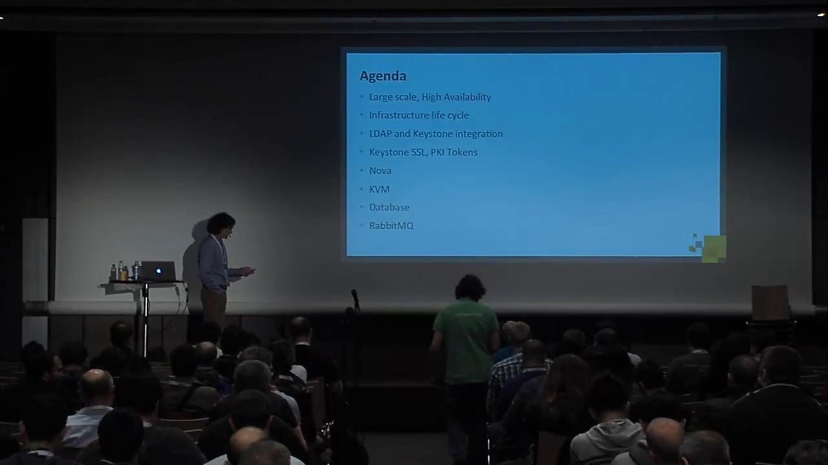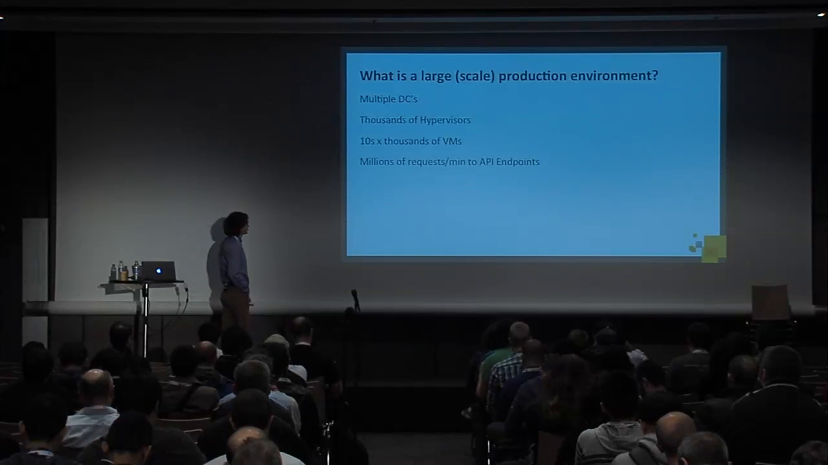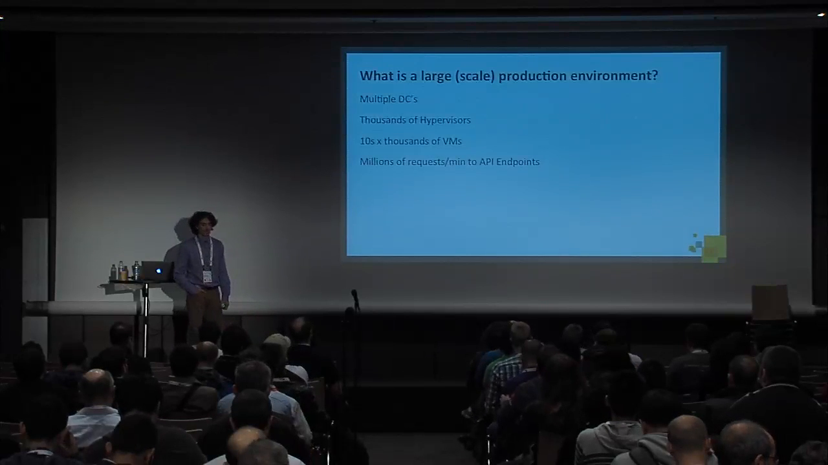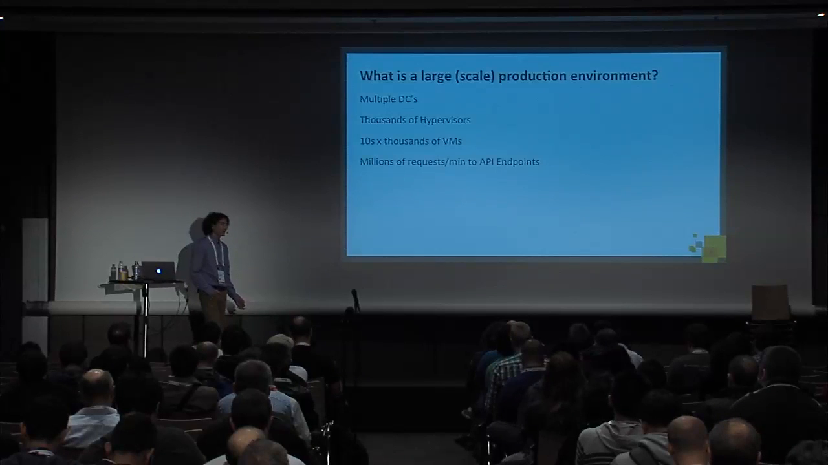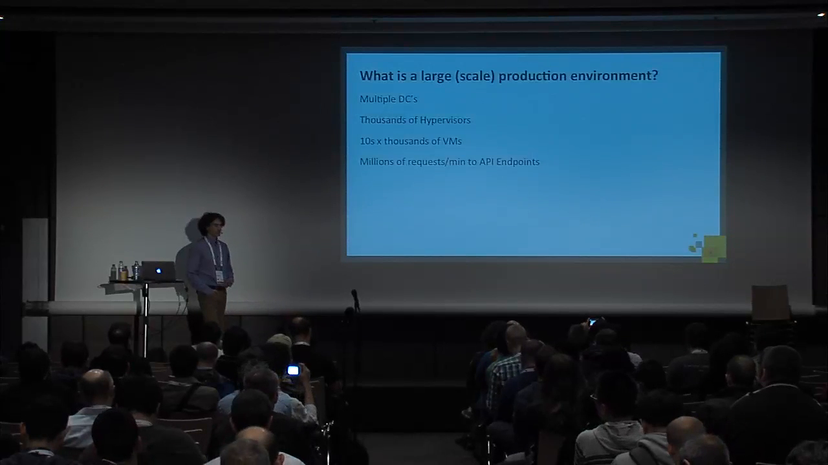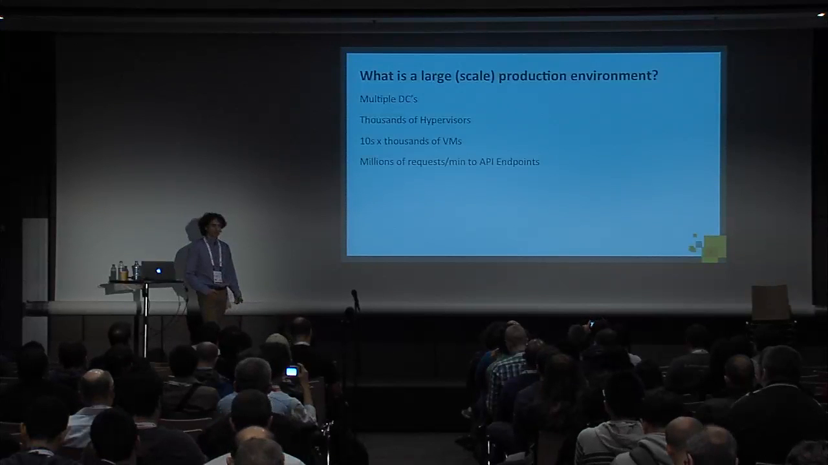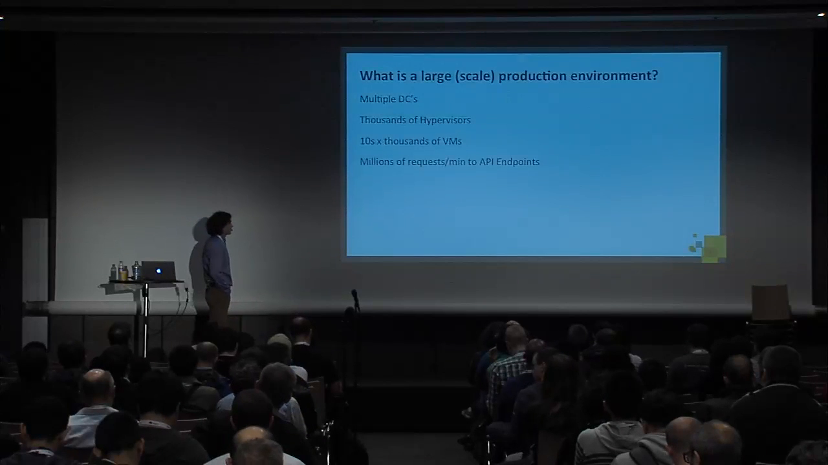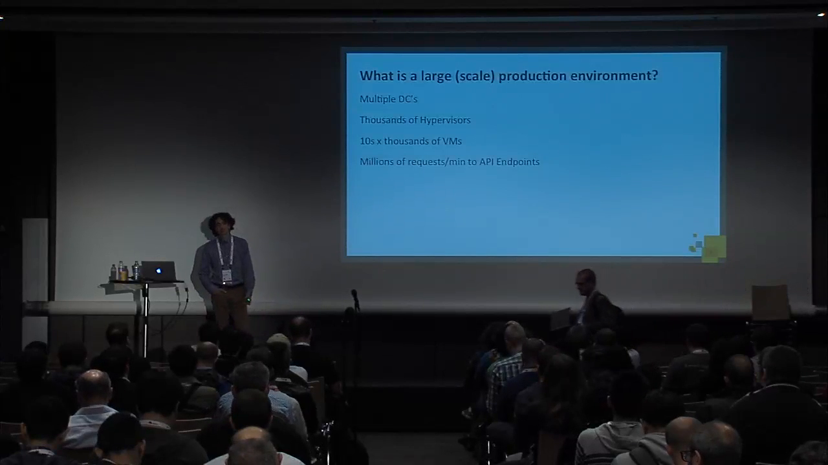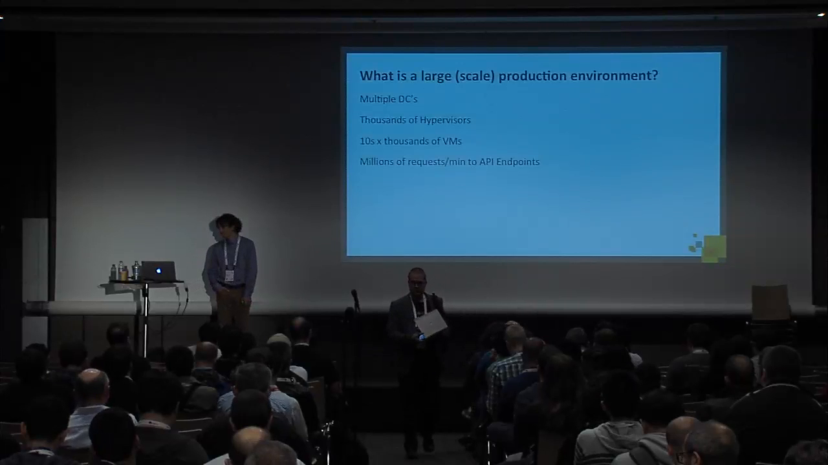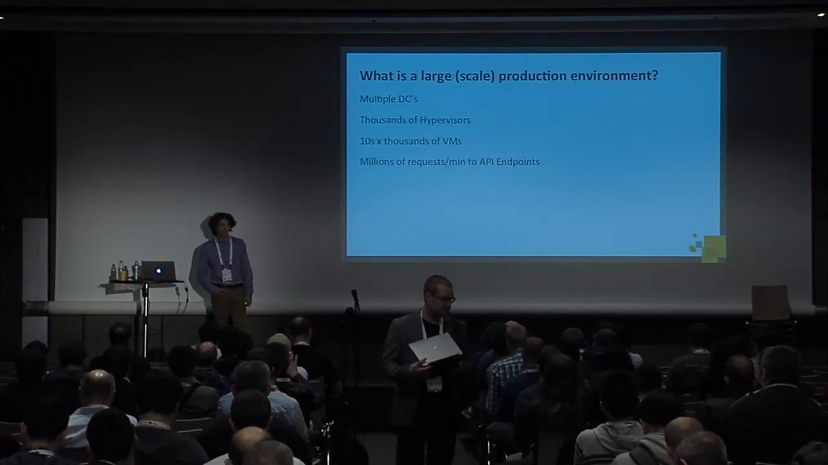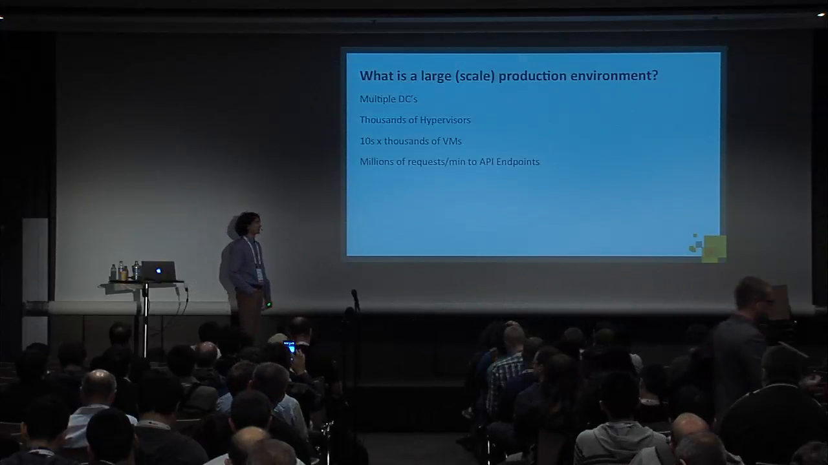So let's get started. First of all, what is a large-scale production environment? What do we consider to be large-scale? First of all, it would have to span multiple data centers. It will have thousands of hypervisors, tens of thousands of VMs, and millions of requests per minute to your API endpoints.